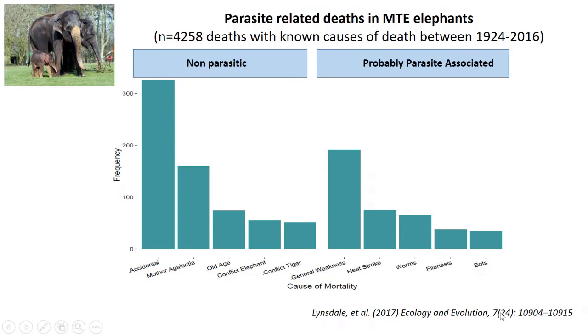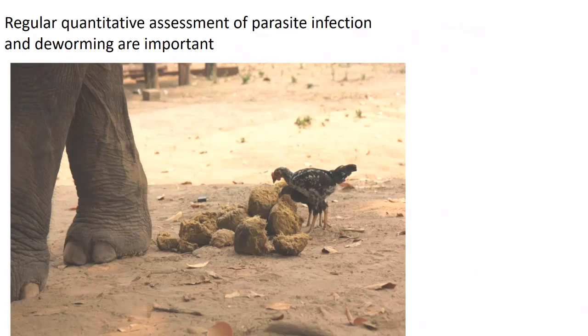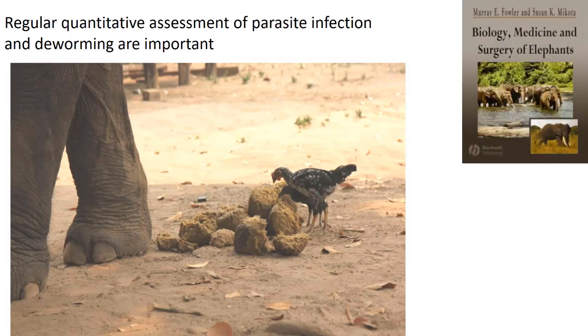That is what we published in this paper, and we publish to encourage range state people, especially Myanmar timber enterprises, that regular quantitative assessment of parasite infection and deworming are important. This will prevent further loss of calves in captivity.